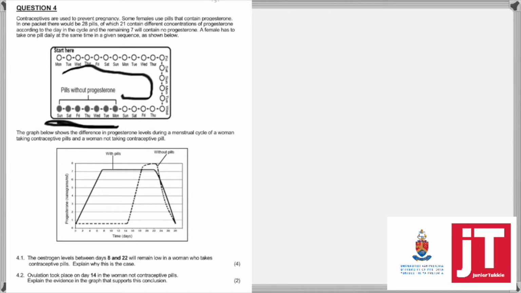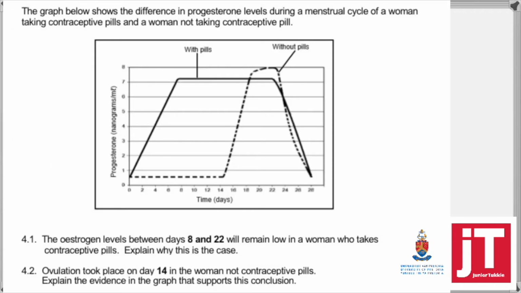That's your introduction. Here's your graph below that shows the difference in progesterone levels of a woman during a menstrual cycle who is taking contraceptive pills and a woman who does not take contraceptive pills. So here they talk about the progesterone pill and the menstrual cycle. Right. Let's look at the graph. The graph below shows the difference in the progesterone levels with the woman who is on the pill and one that is without. 4.1. The estrogen levels between day 8 and 22. So let's look at day 8 and 22.